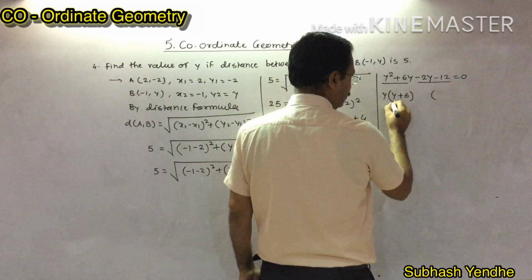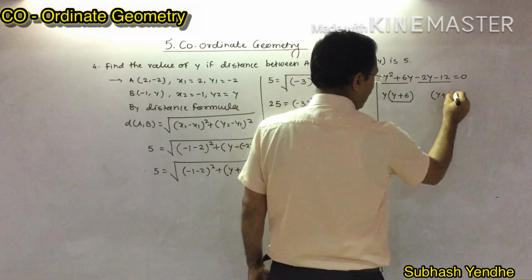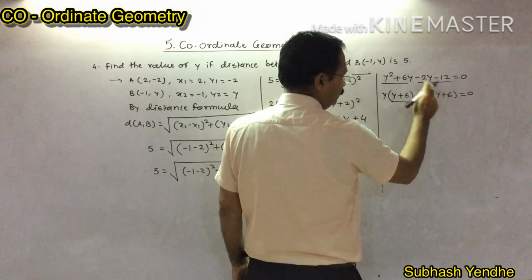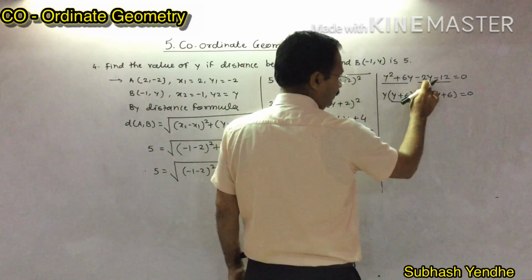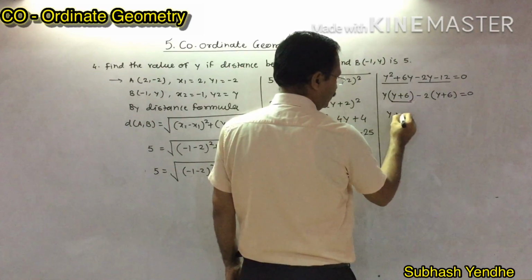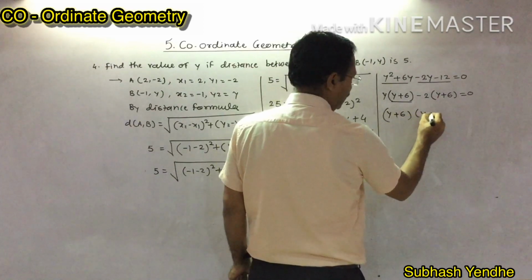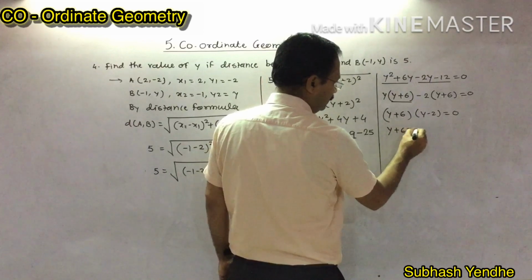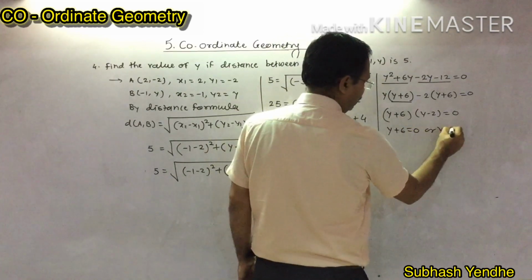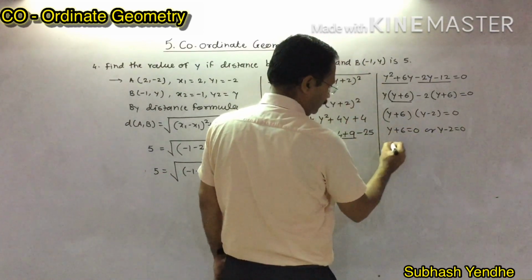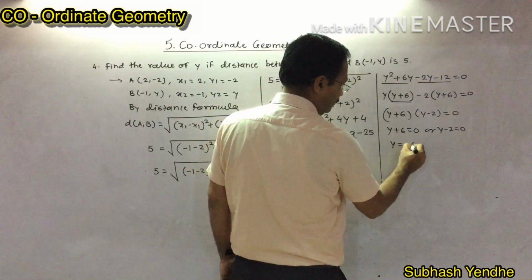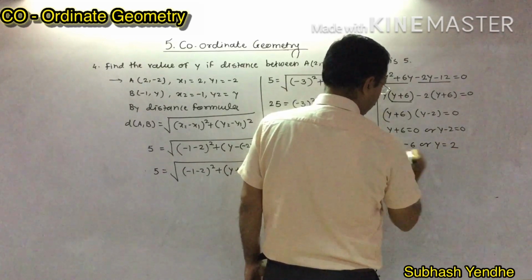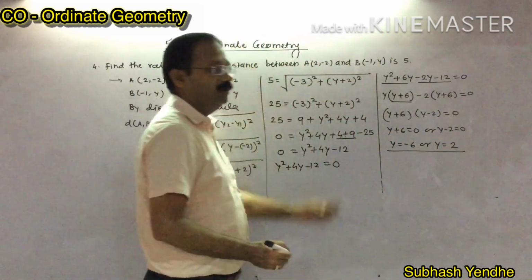I told you that you have to write this bracket as it is, equal to 0. So if I multiply by minus 2, you will get the same like this. So y + 6 in one bracket and y - 2 in another bracket. So you will get y + 6 = 0 or y - 2 = 0. Plus 6 goes on that side, y will be -6, or y equals 2. So these are the values of y.